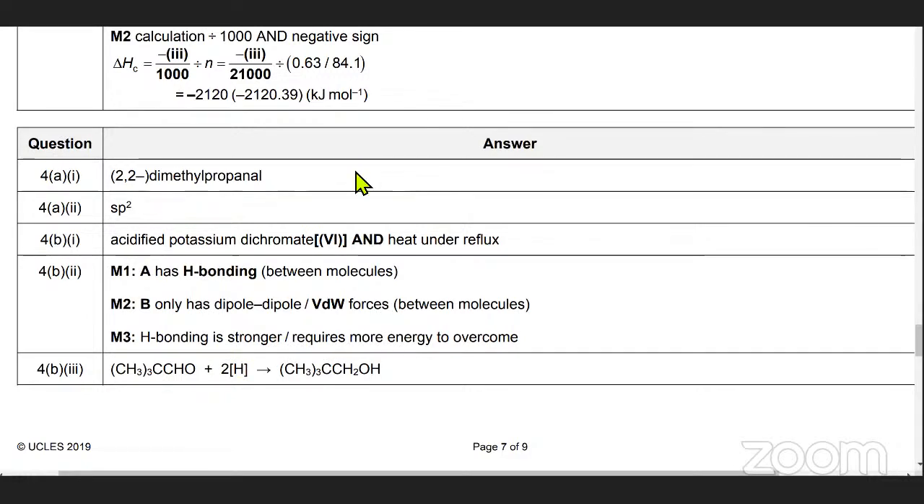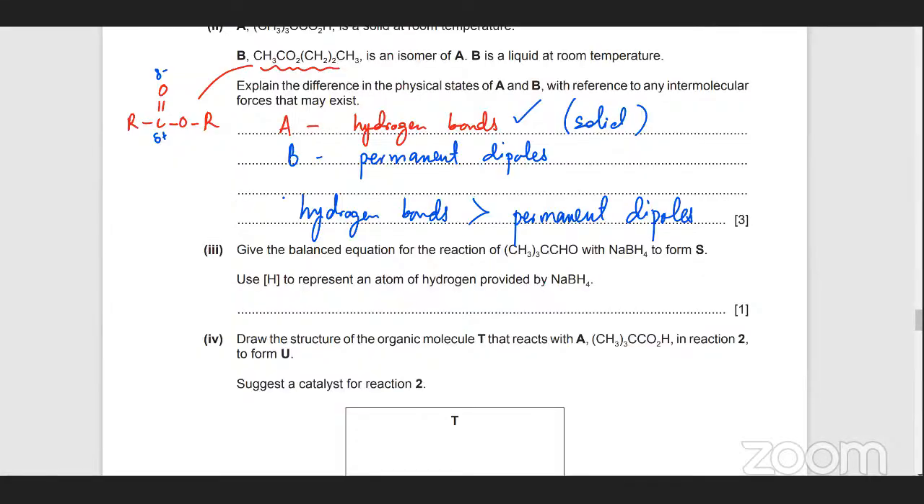अच्छा, next is what's next? Next is give the balanced equation for the reaction of an aldehyde with NaBH4 to form S. What happens if you reduce? This is a reducing agent. What happens if you reduce an aldehyde?